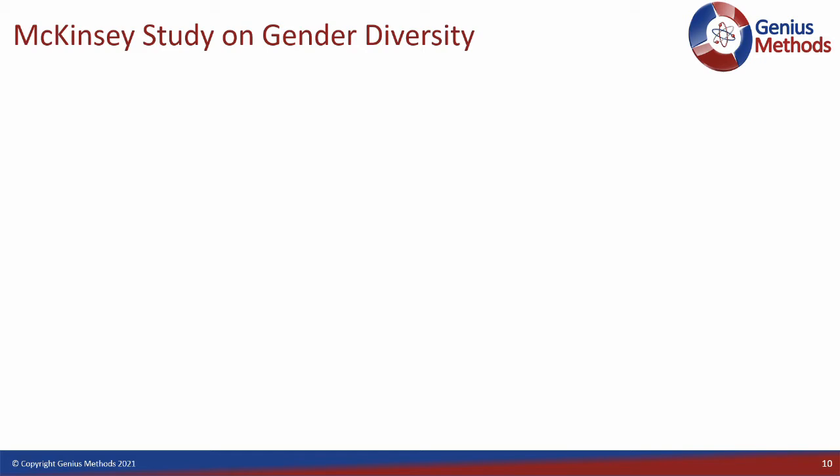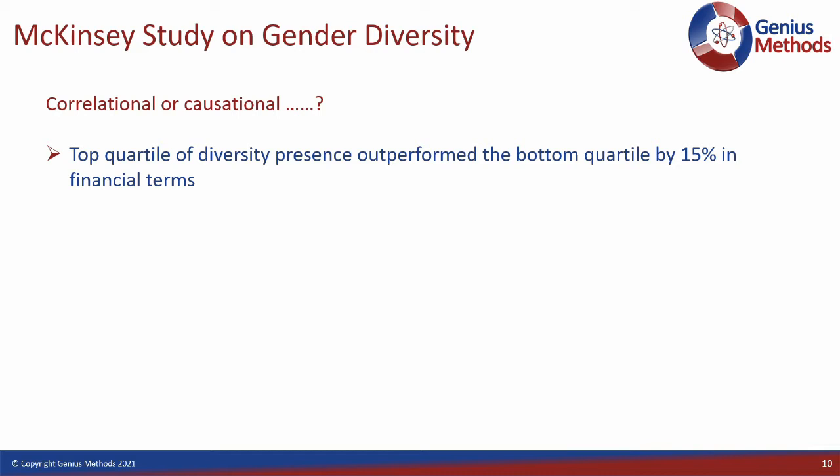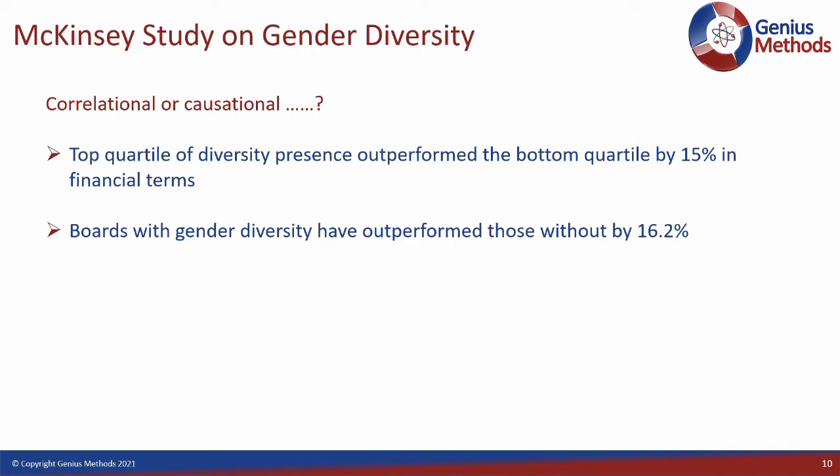So there's a study done by McKinsey, and the question I ask is, is this correlational or causational? Is it happening because of the diversity, or is it happening and therefore causing the right outcome? The statement here is the top quartile of diversity present outperformed the bottom quartile by 15% in financial terms. So in other words, the boards that had gender diversity were showing much better returns than those that did not. Boards with gender diversity outperformed those without by 16.2%.